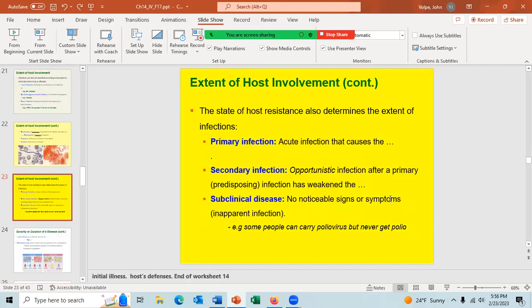A primary infection is an acute infection that causes the initial illness. Like when a patient comes down with a sore throat, that would be the primary infection. The secondary infection is an opportunistic infection after a primary predisposing infection has weakened the person's body. Like when a child comes down with the cold, the primary infection, they can get an earache. That would be an opportunistic infection in their ear because of their weakened immune system.